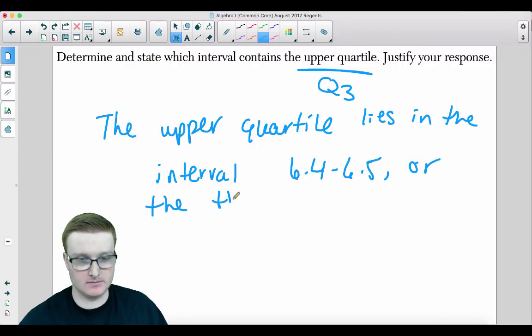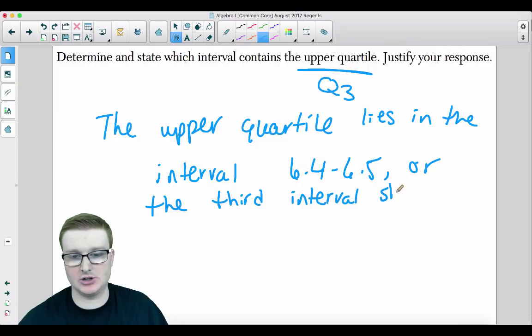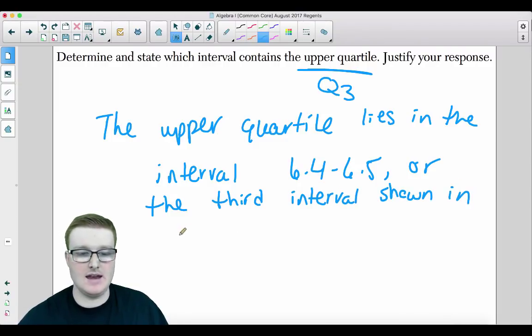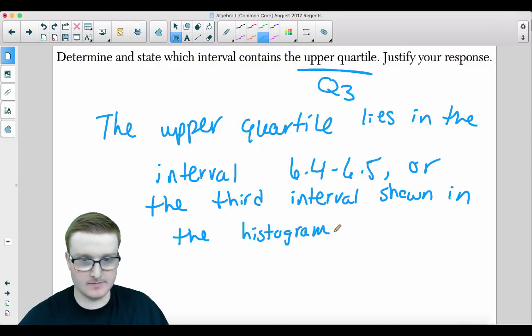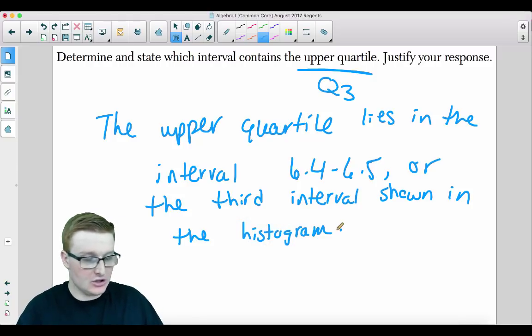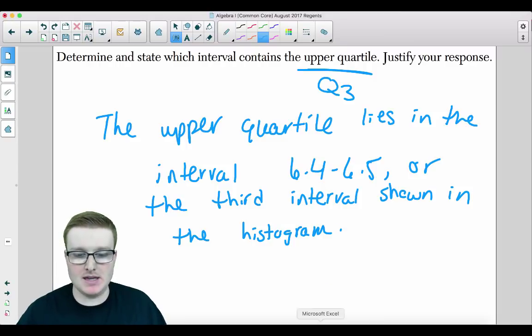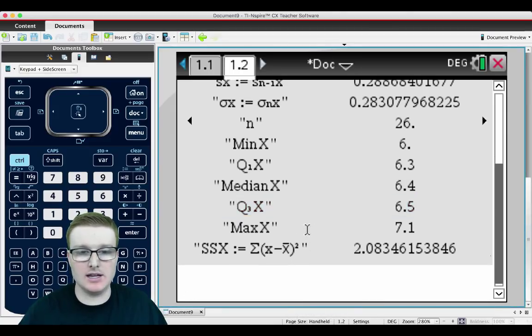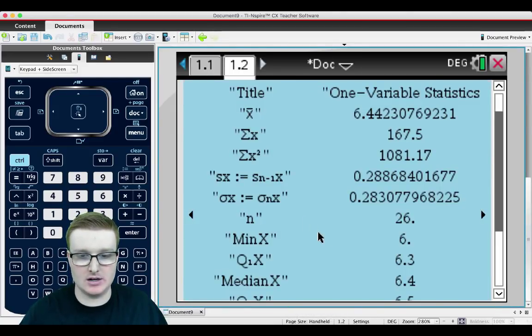Or the third interval shown in the histogram. Now it does say justify your response. Okay? So here's the deal. The justification's easy. The justification, you're literally copying your calculator page as shown here.